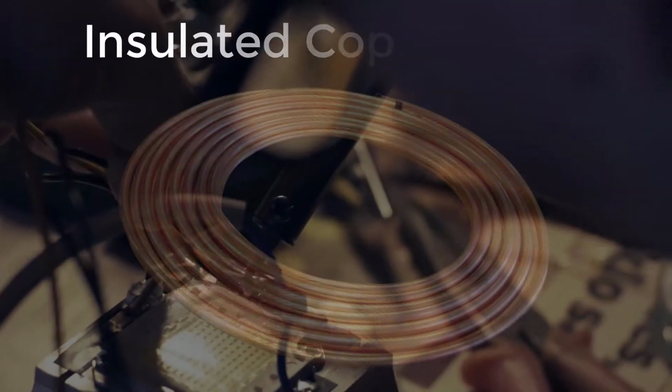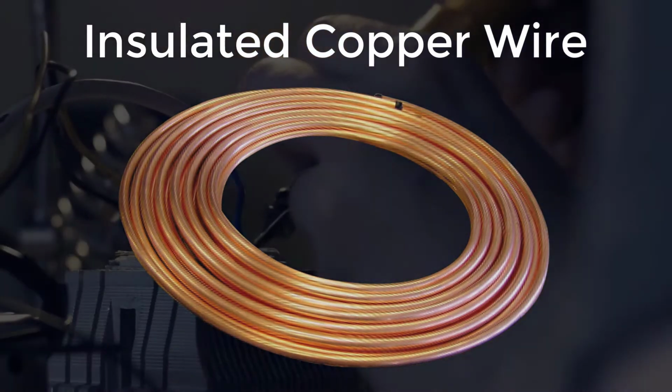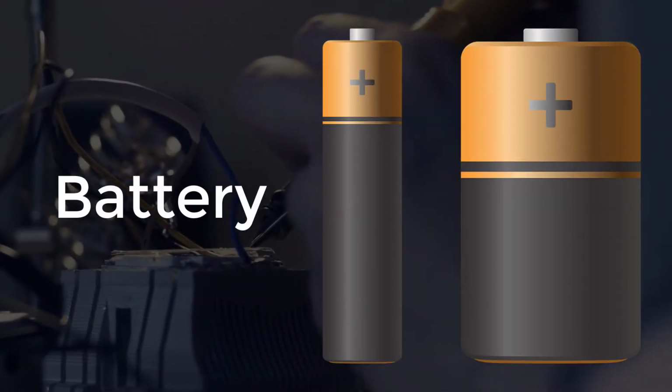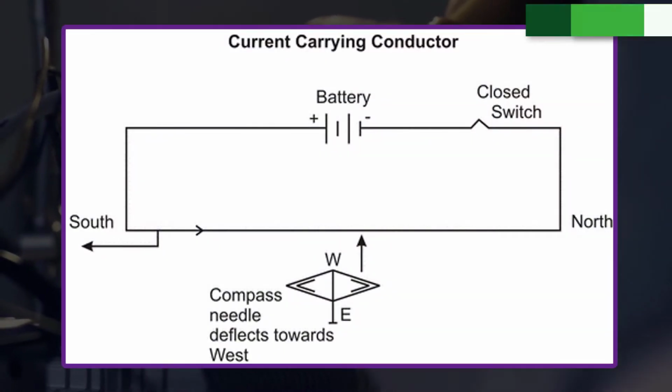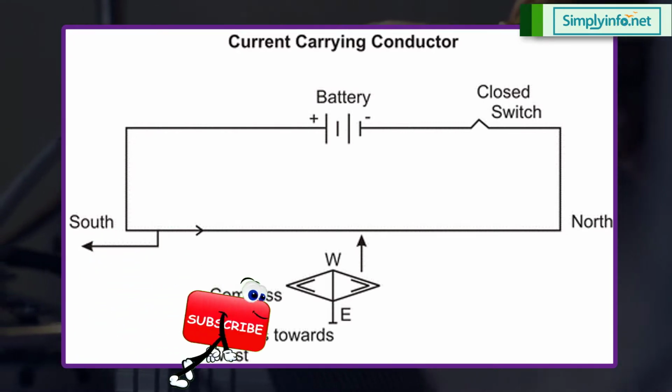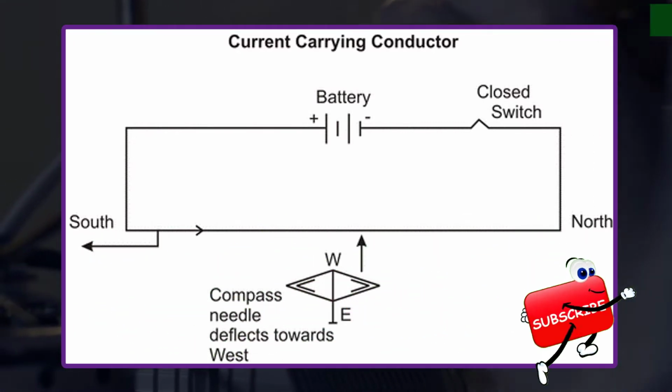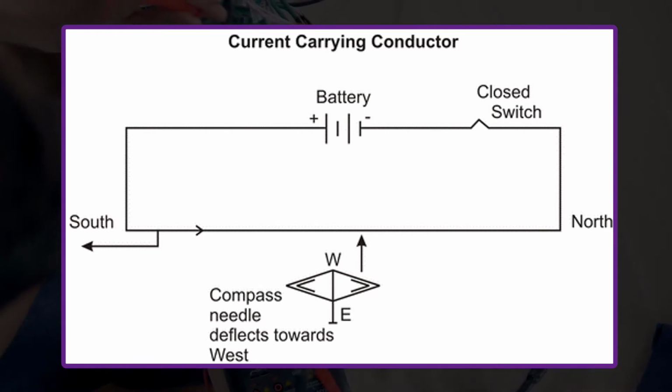Experiment setup: a thick insulated copper wire is taken and connected with a battery in such a way that current flows through the south to north direction in the wire. A compass needle is placed under the wire.